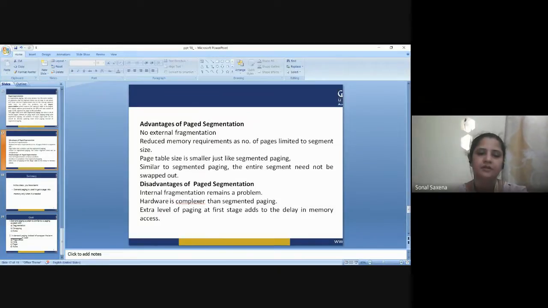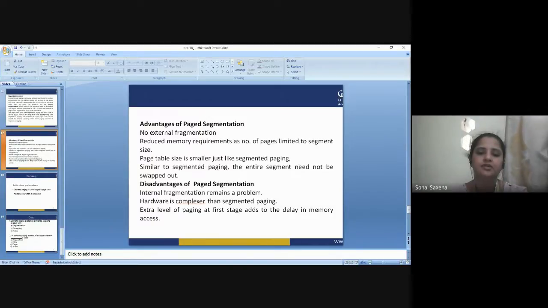The very first advantage is that there will be no external fragmentation. Then there will be reduced memory requirement, as the number of pages is limited to the segment size. Then the page table size is very small, just like segmented paging. And similar to segmented paging, the entire segment need not be swapped out.